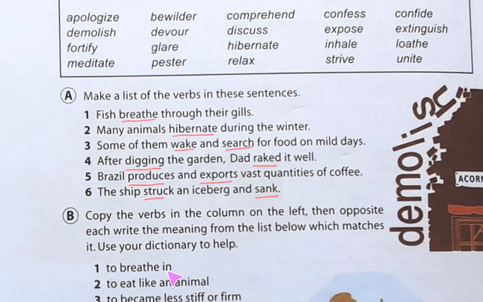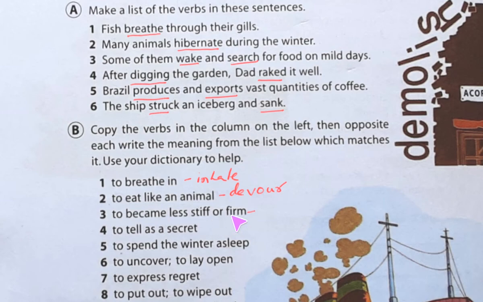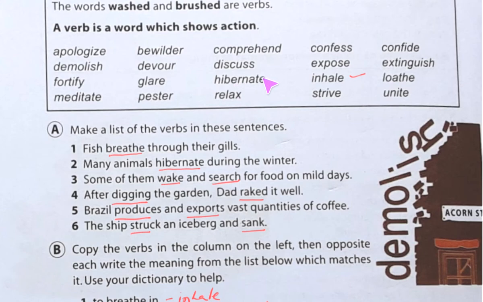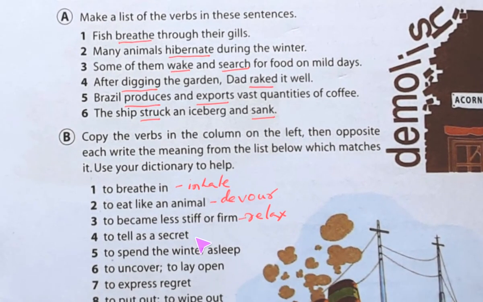So the first one, to breathe in. I think many people know it. What does it mean? Its answer is inhale. So we will write inhale in this place. Next one, to eat like an animal. Here we can write devour, D-E-V-O-U-R. To become less stiff or firm, the answer will be relax. To tell as a secret, it will be confide. So right here, we write confide.